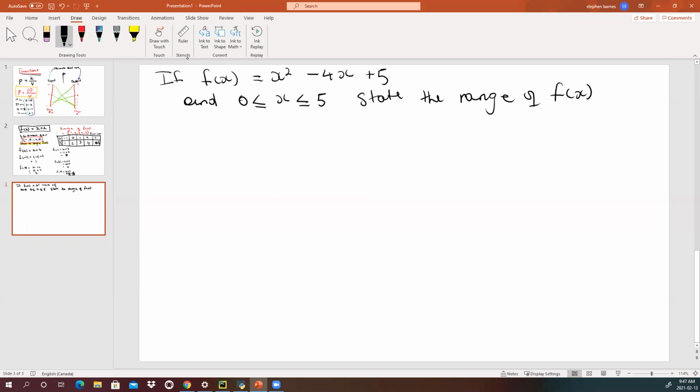Miss, that sign would mean greater than or equal to. Yes.